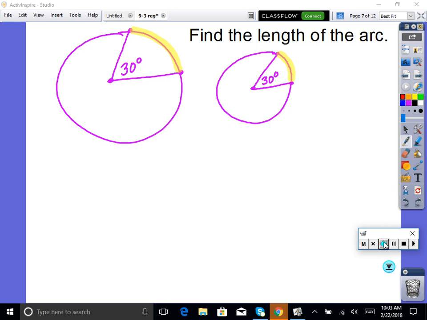So everybody, this is the length of the arc. That means if we look at this circle, and I have a central angle opening up on this arc, didn't we learn that if we find the radian of 30 degrees, that would be this length?